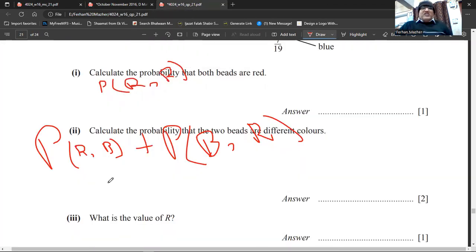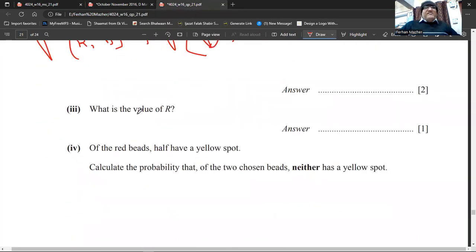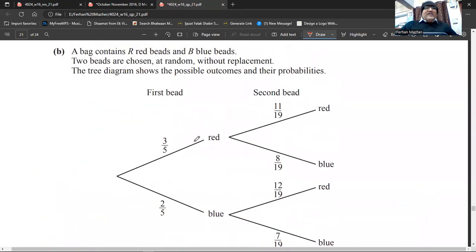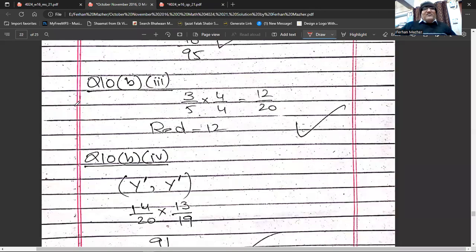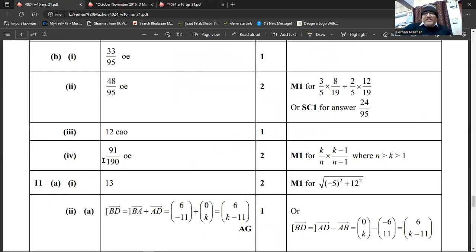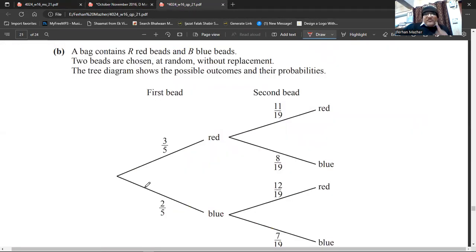That's the solution. Okay, the third part, what is the value of the R? You see, I told you I multiply with the 4 and the denominator also with the 4. So this becomes 20. This becomes 12. So 3 by 5 multiply 4 by 4, so you get 12 by 20. So I think red is 12. The red is 12 out of 20. So red is 12.